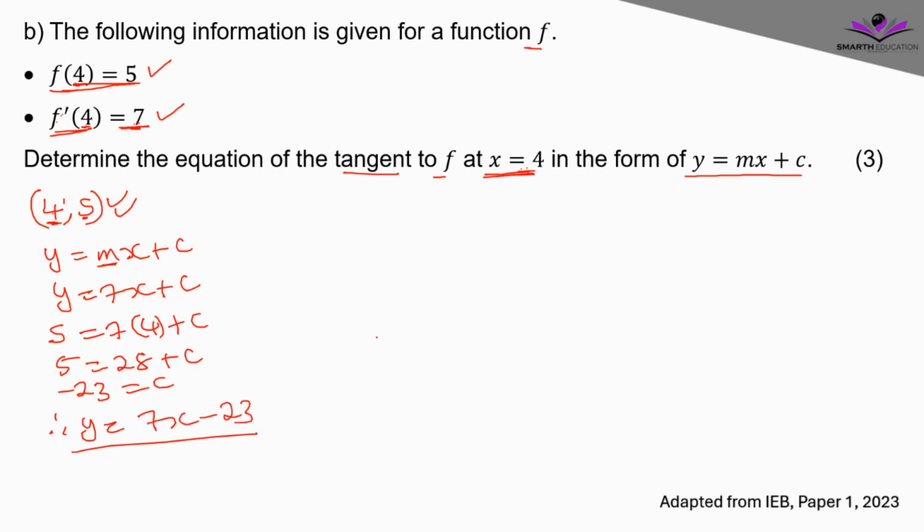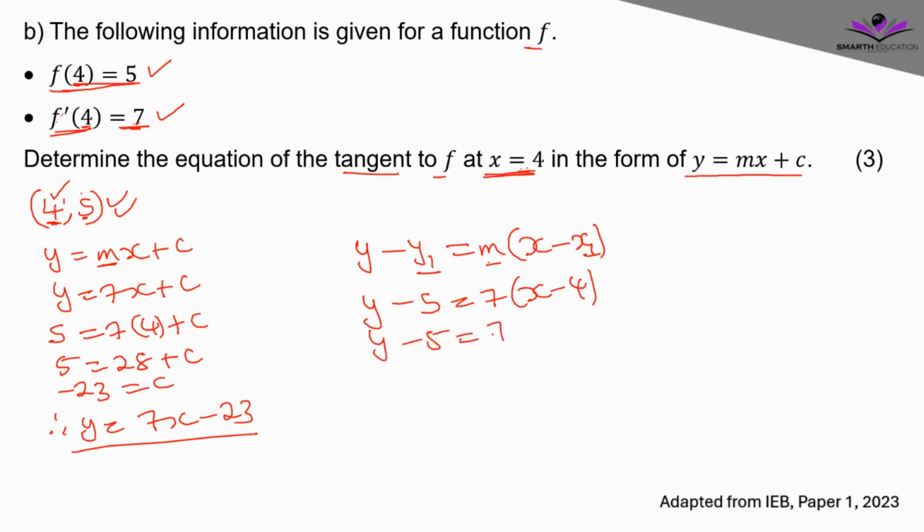That's the equation. Right? You can also use this one: y minus y1 is equal to m times x minus x1. Right? These are the coordinates here of the point. This is the gradient. So y1 is 5, so we put 5 there. x1 is 4. And then m is 7, with x minus 4 like that. Right? And then y minus 5 is equal to 7x minus 28. Right? Then y is equal to 7x, negative 28 plus 5 is negative 23. Done. Okay.